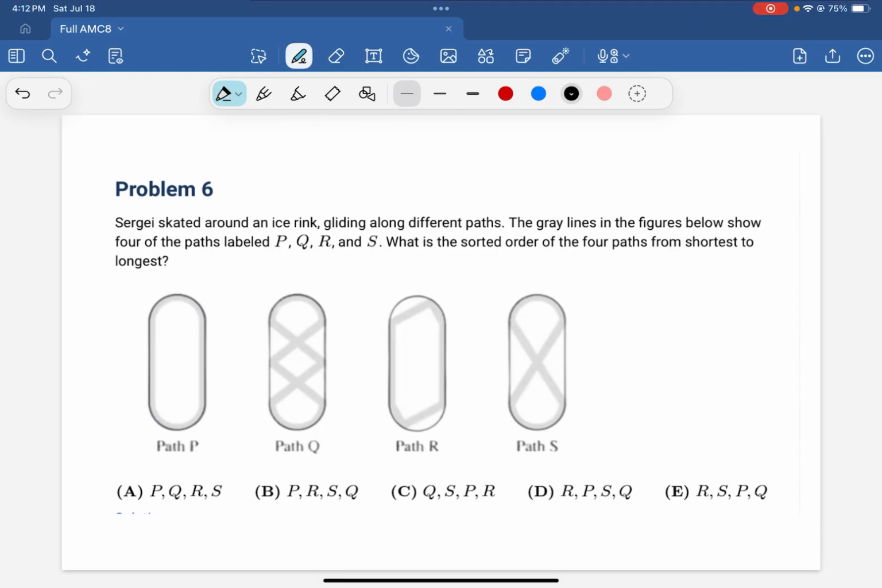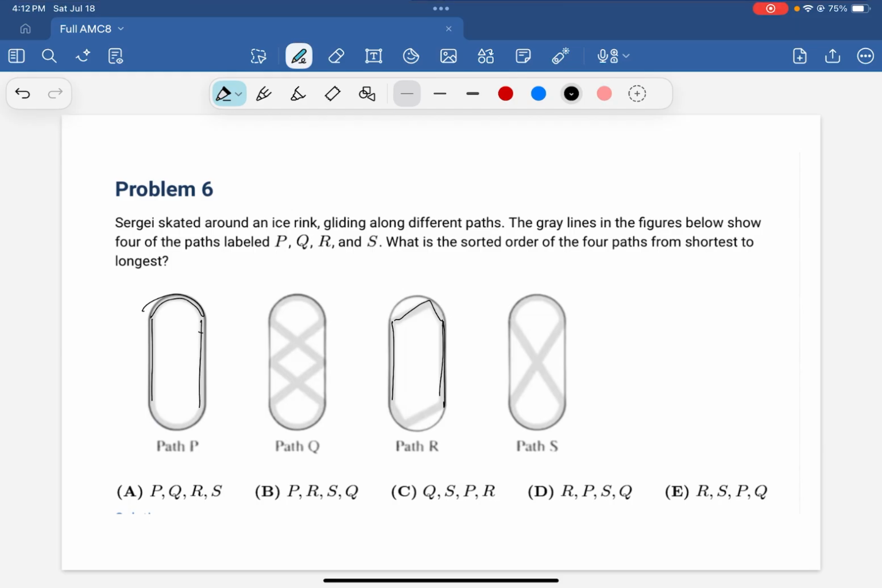So these few paths have some similarities. For example, these three paths have this semicircle right here and on the bottom as well. These two, P and R, have this straight line here. So what we really want is to find similarities between these. So since P and R both have these straight lines here, let's compare those. So we're effectively comparing the length of this semicircle to this.